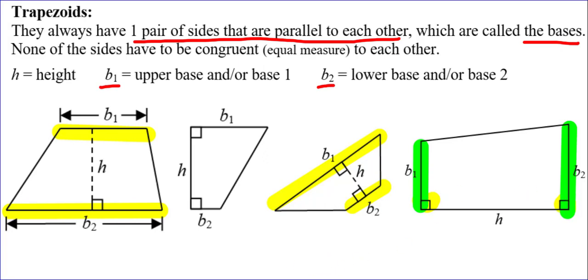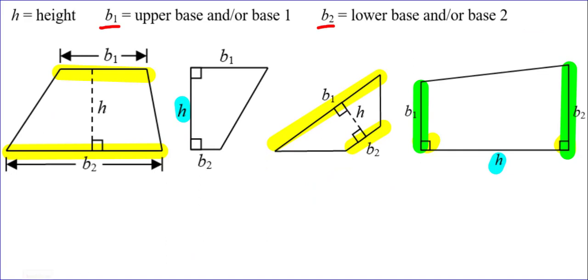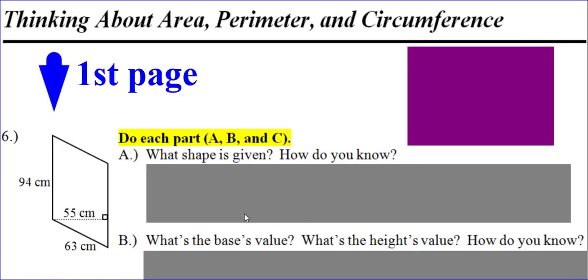So, with trapezoids, four sides, but only one pair are parallel sides. The parallel sides are your bases, and then whatever touches those parallel sides at a right angle is going to be the height. Again, often it's drawn as a dashed line, but it might not be if it's an actual side of a shape, as you saw here on this example and this example. All right, so with that in mind, let's go back to the worksheet, thinking about area, perimeter, and circumference.